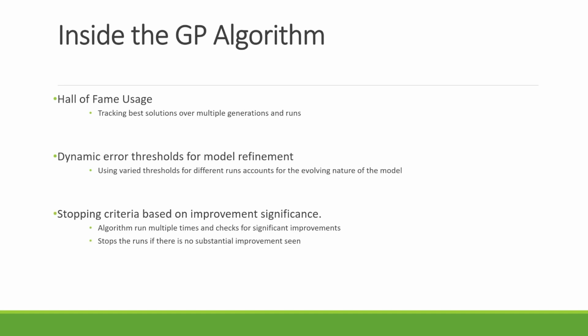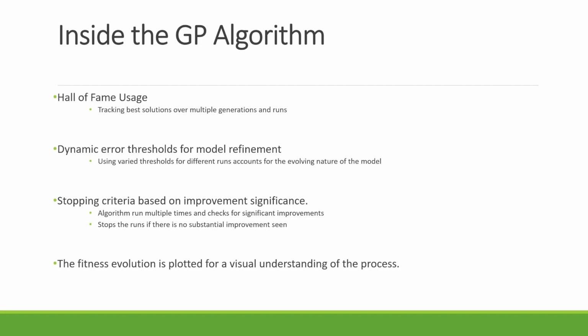I also added stopping criteria based on how good or bad the improvement of the validation and the fitness are. If the delta between the fitness and the validation increases or gets large enough, then we exit, and that will be our stopping criteria. We also stop the runs if there's no substantial improvement seen. The fitness evolution is also plotted for a visual understanding.